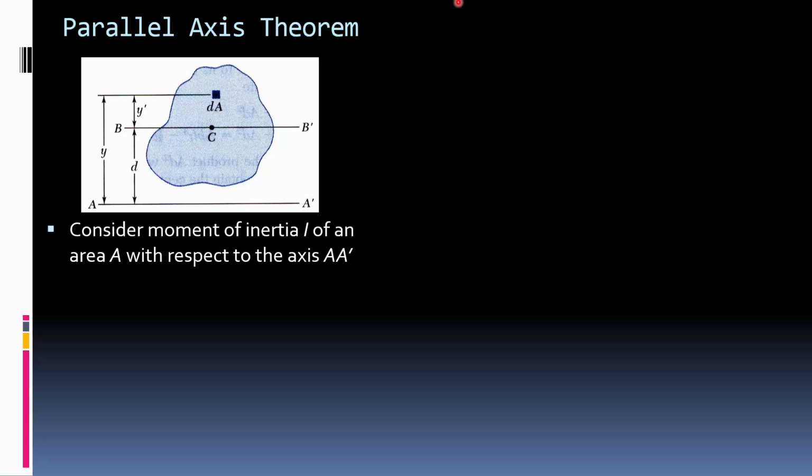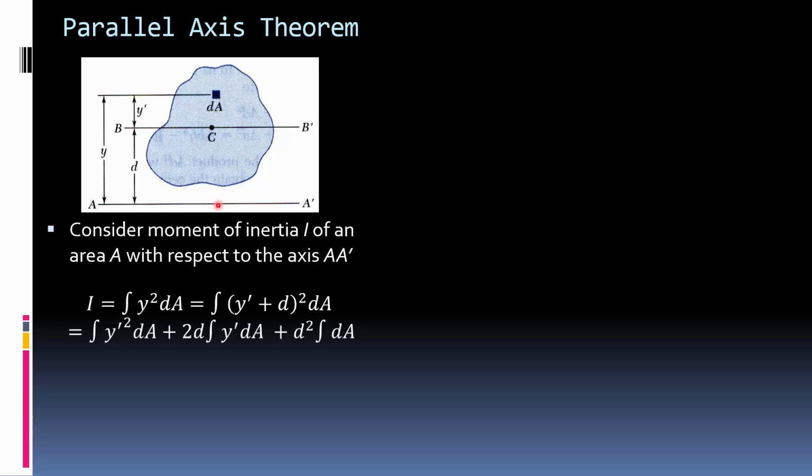So here we have our potato blob, right? But it's not centered on the axis that you're concerned about. Instead, you're trying to figure out the moment of inertia about some arbitrary axis AA. Okay, how do we do this? Well, what is I? It's the integral of y squared dA, right? So it's the integral of the distance to the point dA.